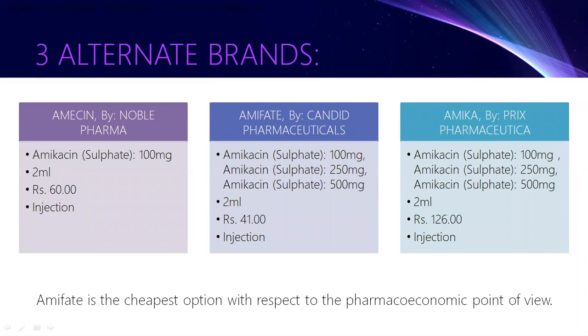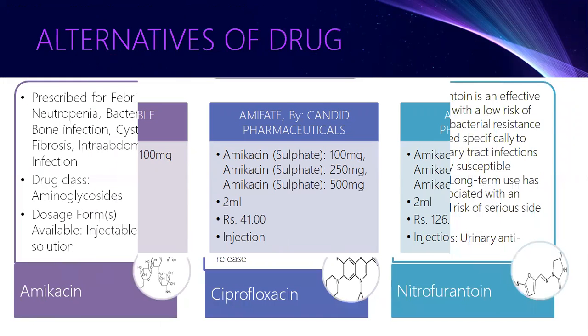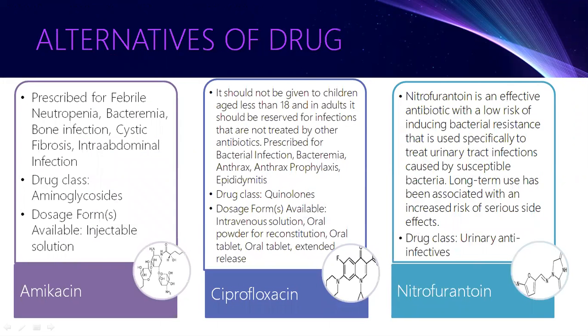Three alternate brands. Amifade by Candid Pharmaceuticals is the cheapest option from the pharmacoeconomic point of view. Ciprofloxacin and nitrofurantoin are the two alternatives for amikacin. Ciprofloxacin is indicated for anthrax and anthrax prophylaxis, and nitrofurantoin is prescribed for urinary tract infections.